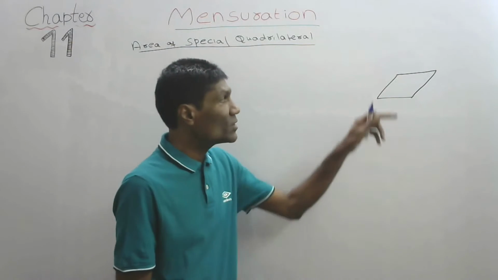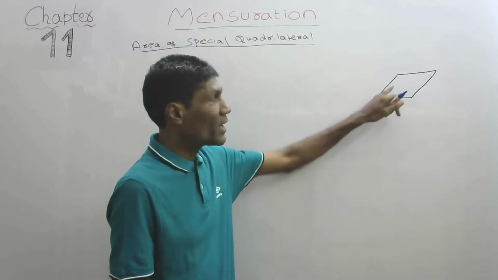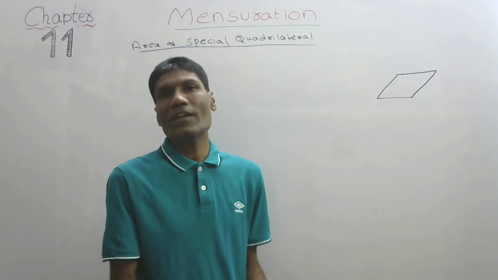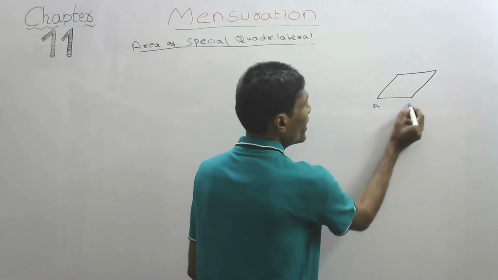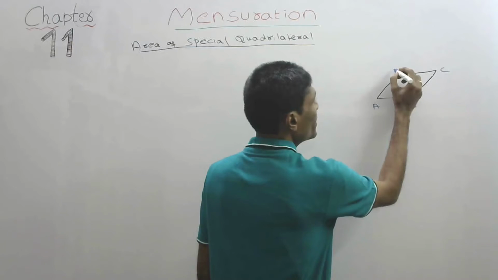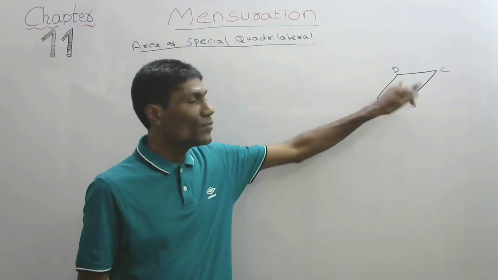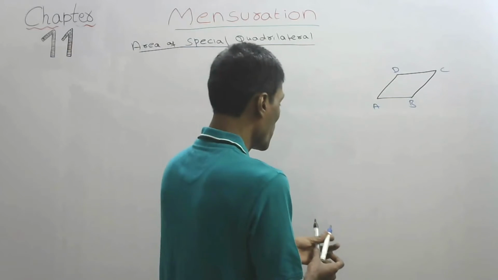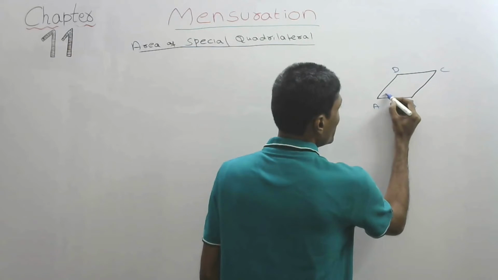In this rhombus, all sides are equal. What about diagonals? They need not be equal. They are different. Now, let us name it as A, B, C, D. Now we need to find the area of this rhombus. What we will do is, we will draw diagonals.